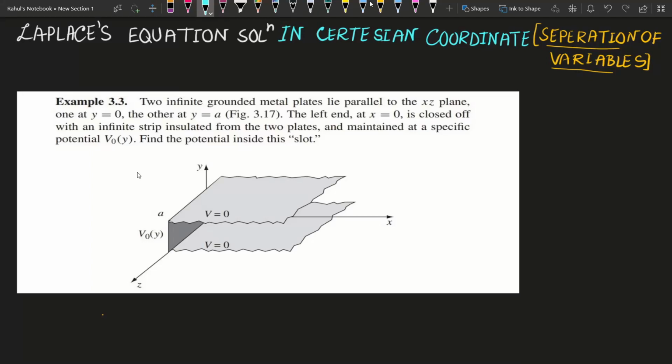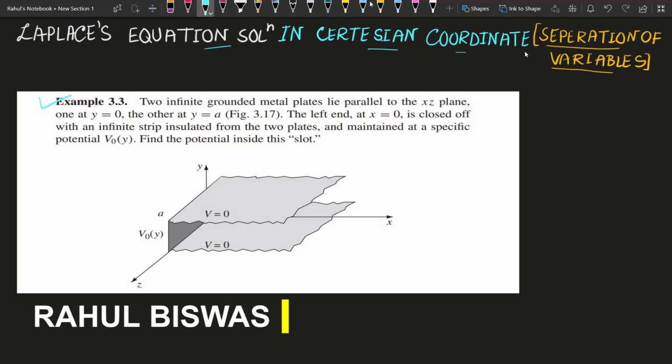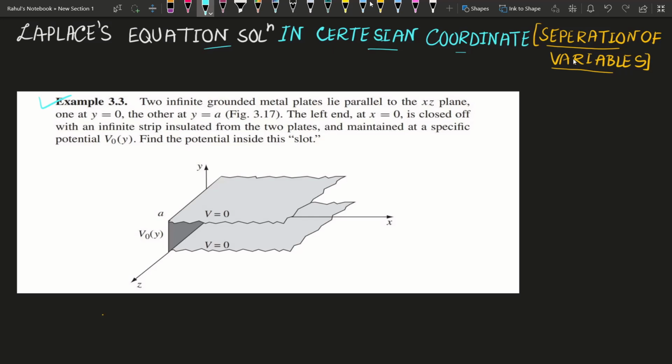In today's video, I will discuss and solve this problem, which involves the solution of Laplace's equation in the Cartesian coordinate system by the method of separation of variables. In this video, I am going to discuss in detail each and every step behind the solution of this problem. Now, two infinite grounded metal plates lie parallel to the xz plane.